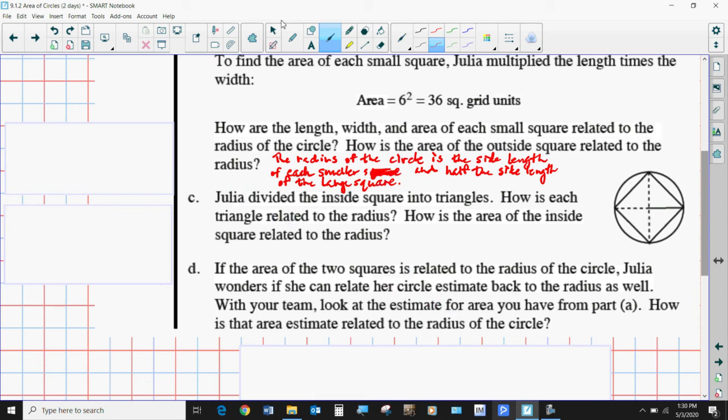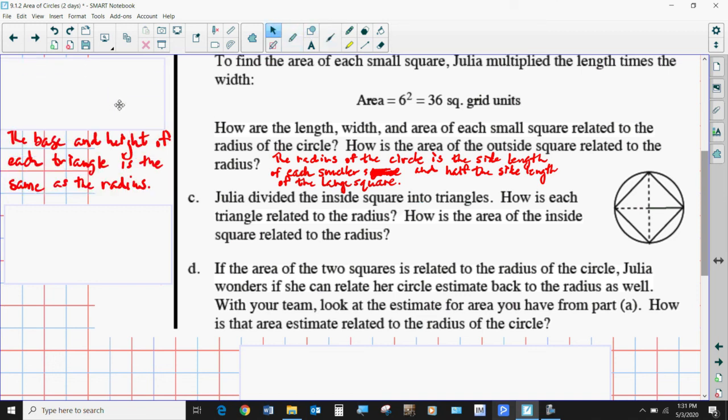And so what do we have here? Julia divided the inside square into triangles. How is each triangle related to the radius? I don't feel like going into that. I've got a headache and this is bugging me. But the base and the height of each triangle is the same as the radius. Okay, so that's kind of what we were getting at there.